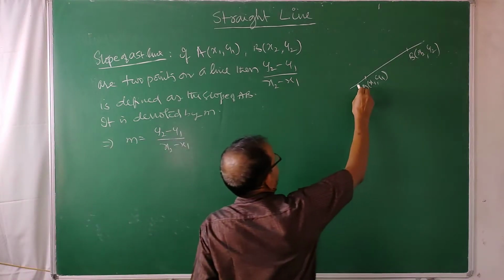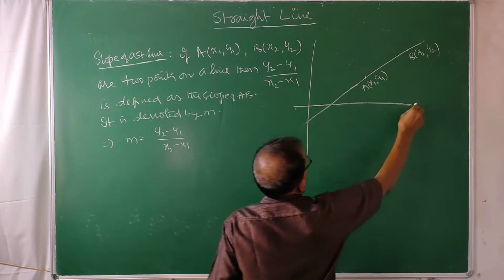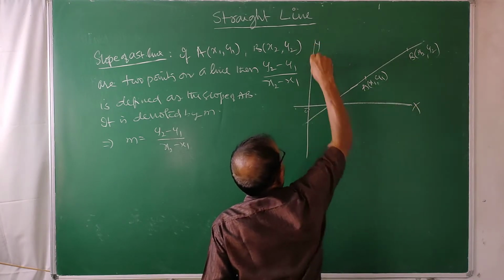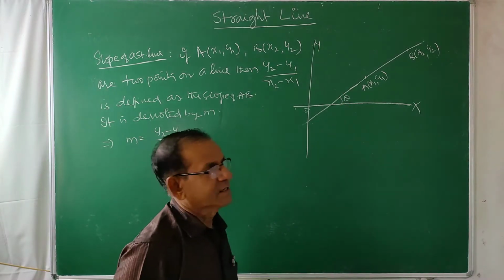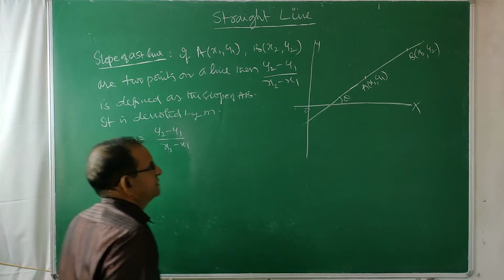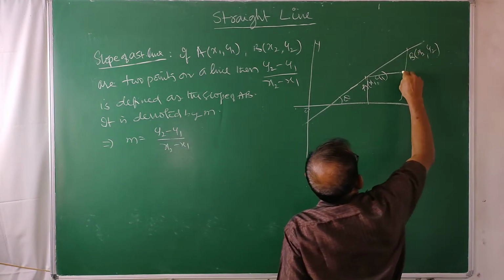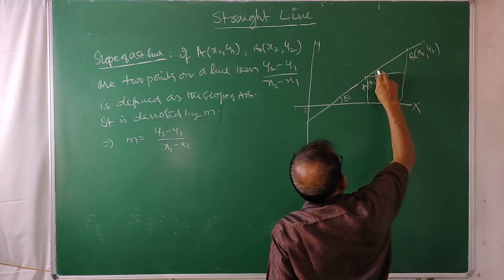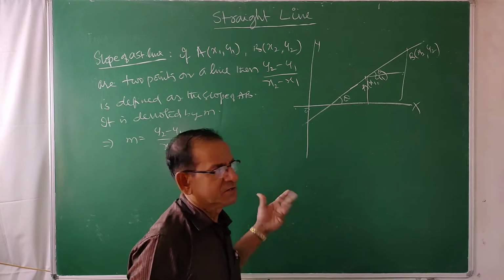And if it makes an angle theta with the x-axis, for example this is the x-axis, origin and y-axis, and this angle is theta, then m is equal to tan theta. That means if you draw perpendiculars from these two points, this will become y2 minus y1, this will become x2 minus x1, and this is theta.